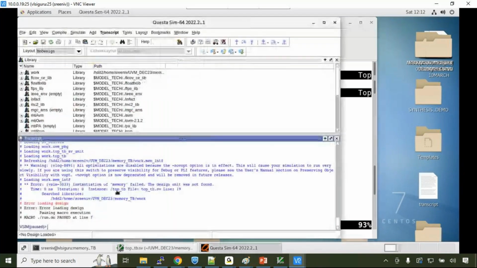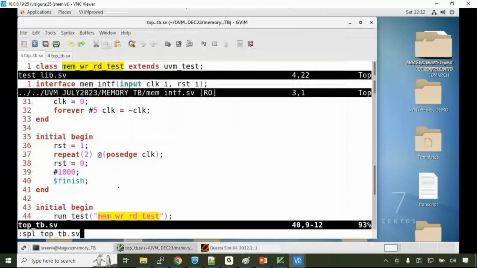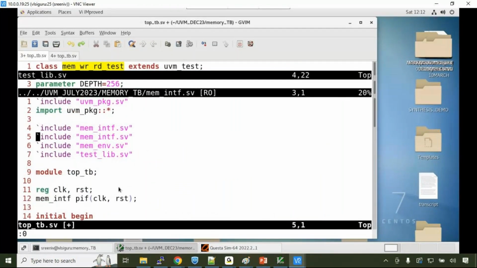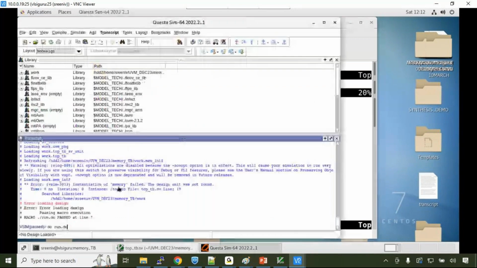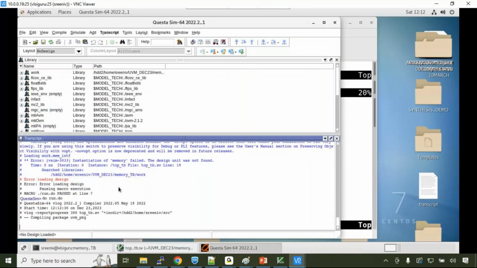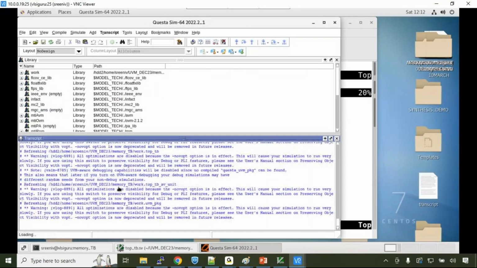There is some error. Instantiation of memory failed. I need to instantiate memory also, right? Okay. Include memory. Sorry. Memory.d, it's a Verilog file. Now the elaboration is going through.